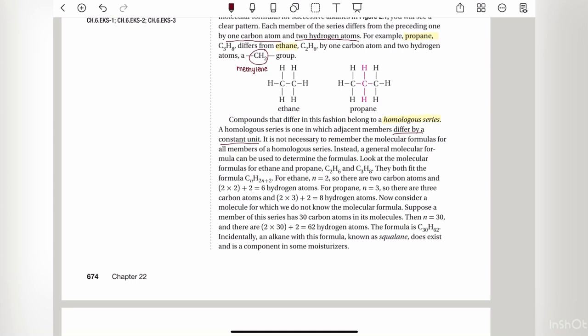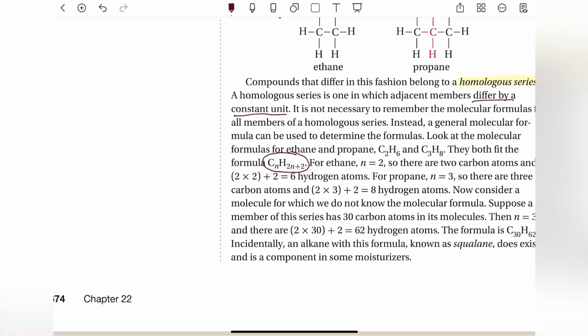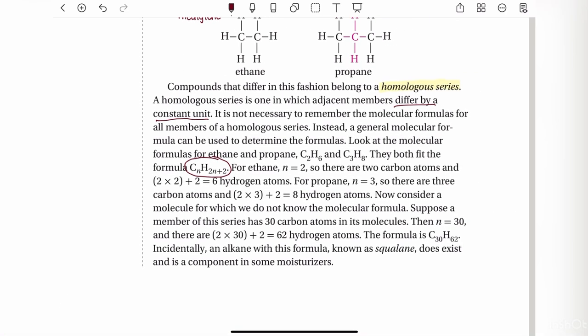It is not necessary to remember the molecular formulas for all members of a homologous series. Instead, there's a general molecular formula that can be used to determine the formulas, just like in math. So when we look at the molecular formulas for ethane and propane, C2H6 and C3H8, they both fit the general formula CnH2n+2. So this is a general formula for alkanes. For ethane, n equals 2. So there are 2 carbon atoms, and plugging in 2 for n, we get 2 times 2 plus 2 equals 6 hydrogen atoms. For propane, n equals 3. So there are 3 carbon atoms, so it's C3. And then we plug in 3 for n, we get 2 times 3 plus 2, 8 hydrogen atoms.